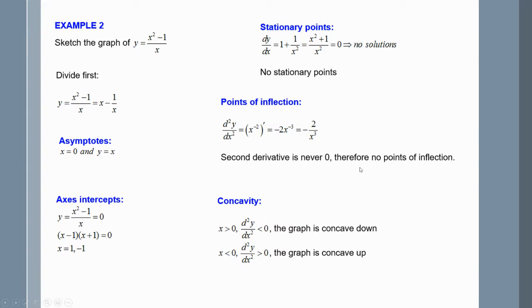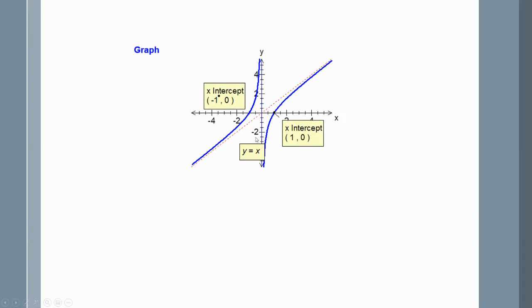But we can look at concavity. When x is positive, the second derivative is negative, so it's concave down. When x is negative, the second derivative is positive, so the graph is concave up. So 2 x-intercepts, no stationary points, 2 asymptotes, and we put all that together. Vertical asymptote, oblique, x-intercepts, the graph is concave up here and concave down, approaching the asymptotes.